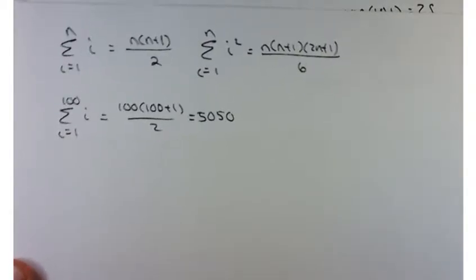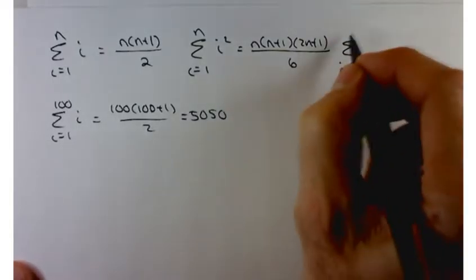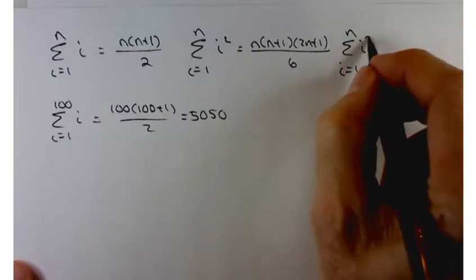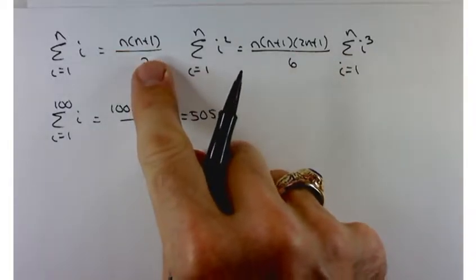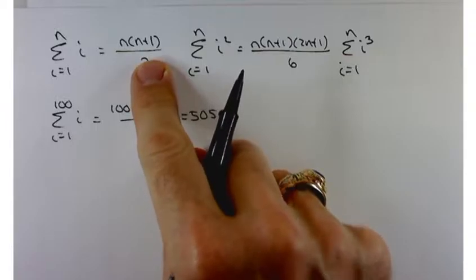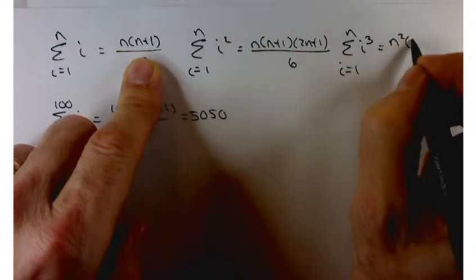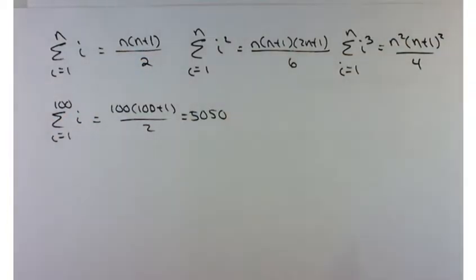Now, the last one is the sum of the first n cubed numbers. And this one I said you almost get for free because the formula here is really just the square of this formula. So if I square all these terms, I'm going to get n squared, n plus 1 squared over 4. So it's just the square of that other one.